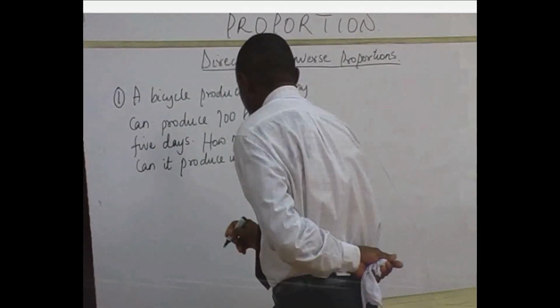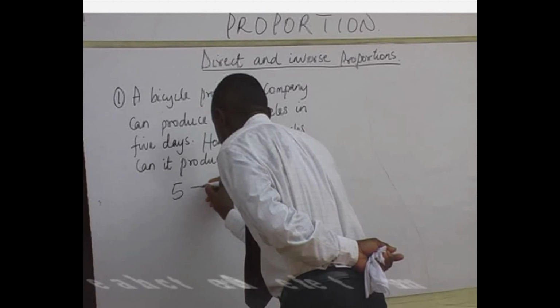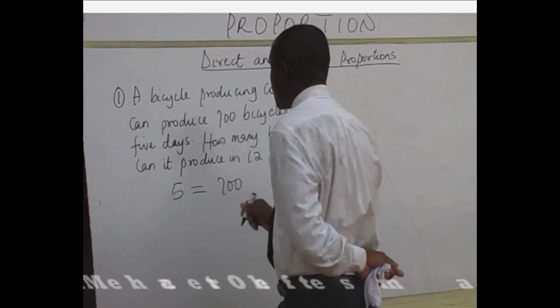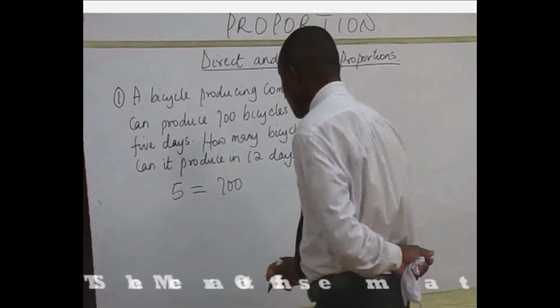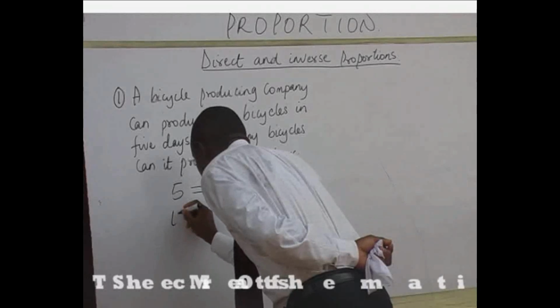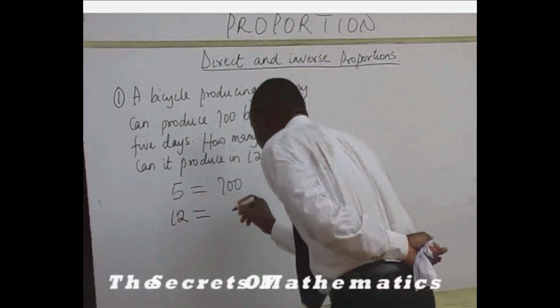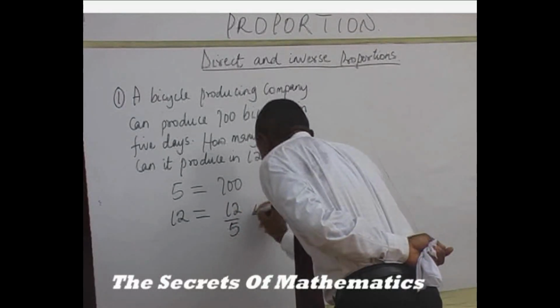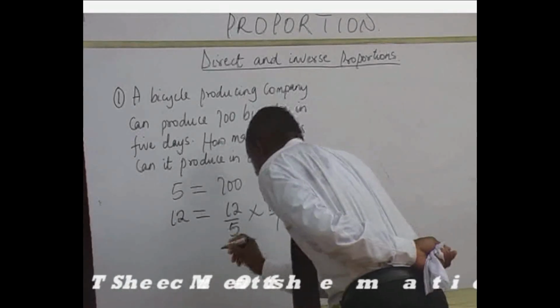In 5 days, 5 is equal to 700, because in 5 days they will produce 700 bicycles. In 12 days, they are going to produce... when more, less we divide: 12 divided by 5 times 700 all over 1.